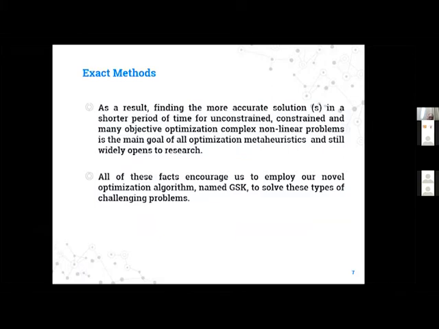All of these facts encourage us, I mean here my team, to employ our new algorithm, which is called the gaining-sharing knowledge-based algorithm, to solve these types of challenging problems. Maybe in another tutorial or another conference, I will give you an introduction about my novel algorithm. It is noteworthy to mention that we are the first Arab team that developed such algorithms, which belong to evolutionary algorithms.